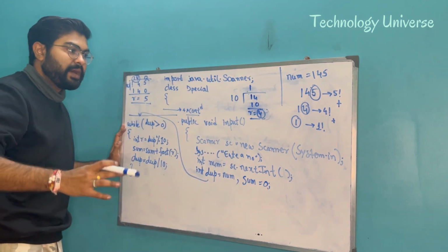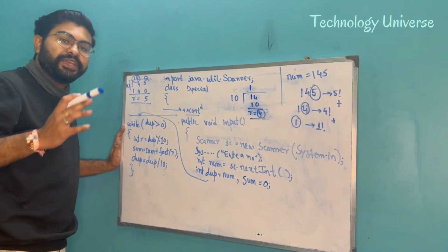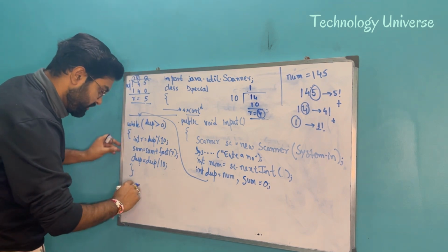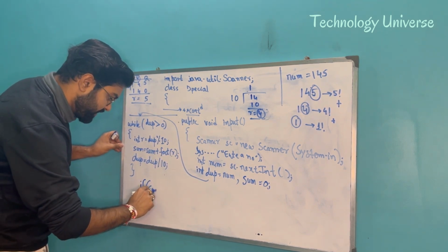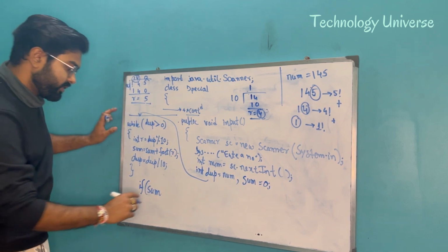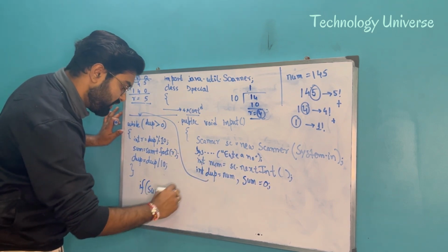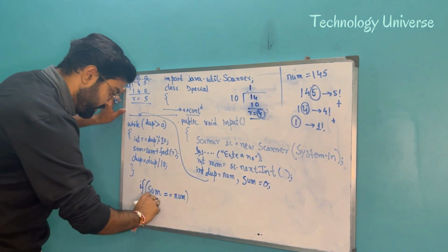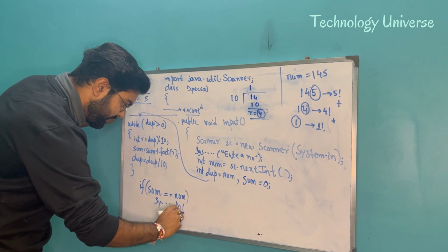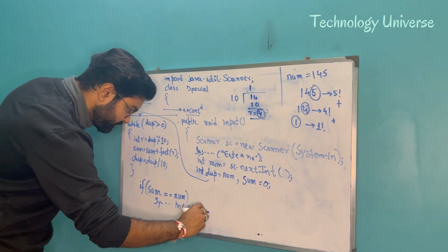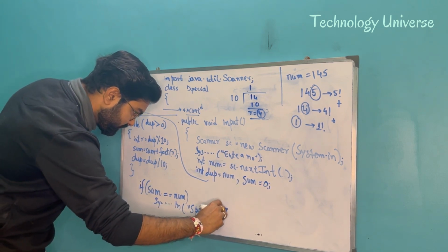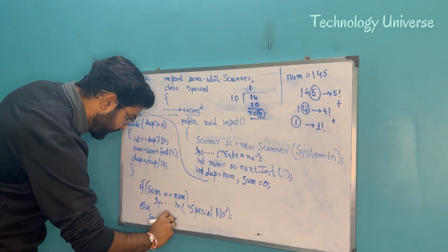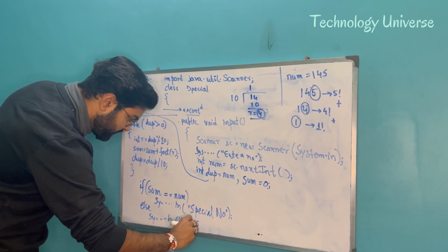And we achieve this: calculate the sum of the factorial of each digit of that number. Now the only task left is to check whether this sum, which we have achieved outside the loop, is equal to the original number num or not. If it is equal, then it is a special number, so System.out.println, it's a special number. Else, System.out.println, not a special number.